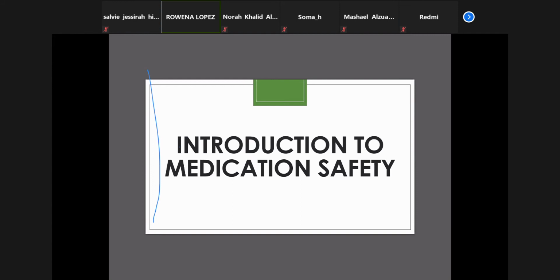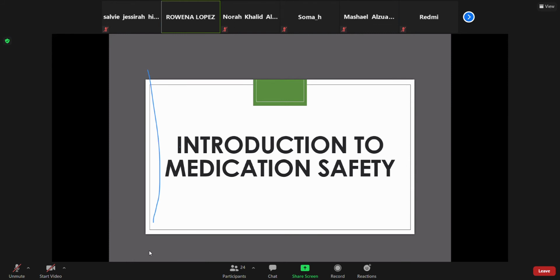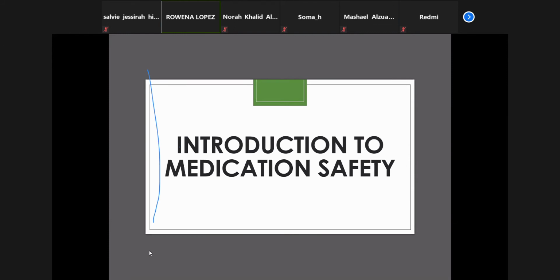As a nurse, please make sure that your medications, even if it is not a high alert medication, but when you are dealing with medication that needs calculation, please make sure that it is counter-checked by your clinical instructor, the senior nurse in your department, or the charge nurse, okay?